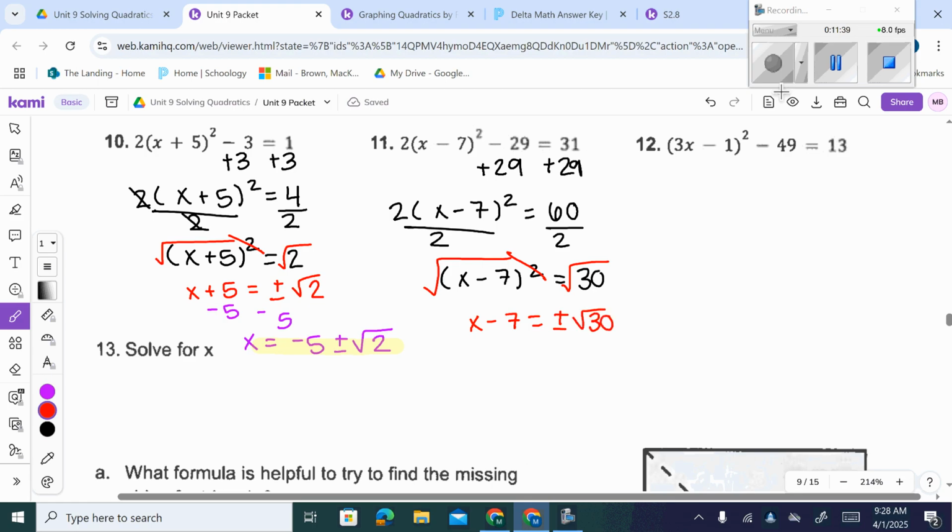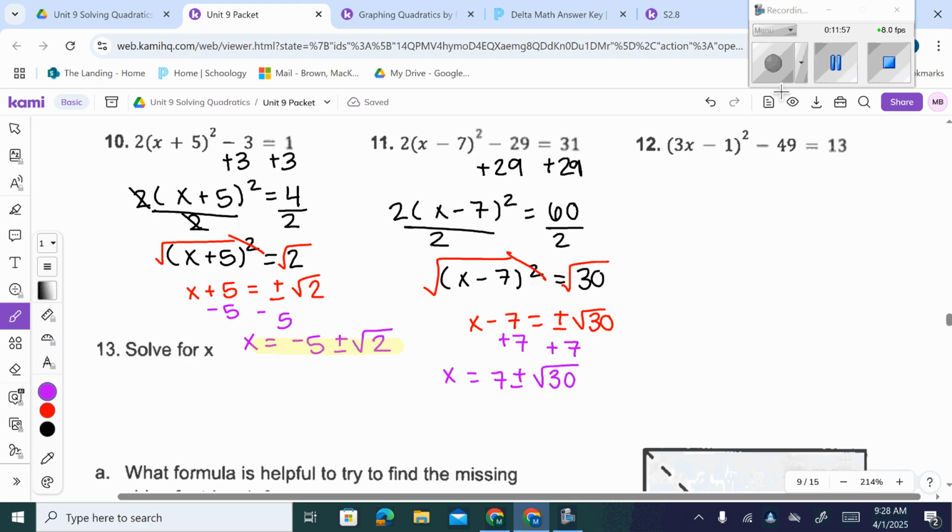Yes, 30 is not a perfect square. Do what? x equals... cancel it. Get your x by itself. So x equals 7 plus or minus the square root of 30.